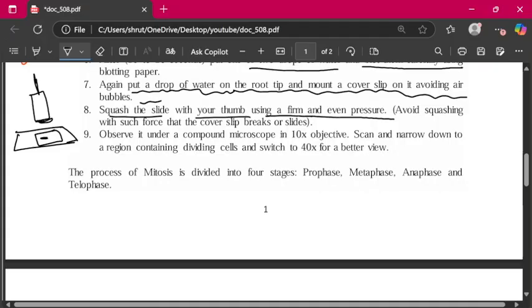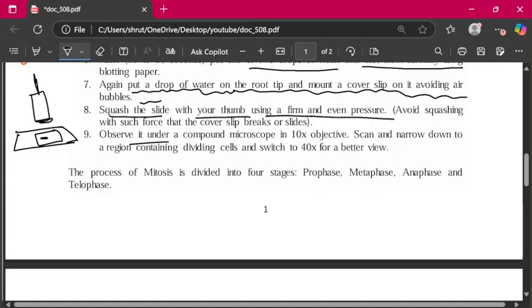And one more thing, you don't have to break this cover slip and distribute all the chromosomes. With a gentle pressure, after heating, the chromosomes will separate on their own. So don't apply too much pressure here, otherwise the cover slip will be broken.